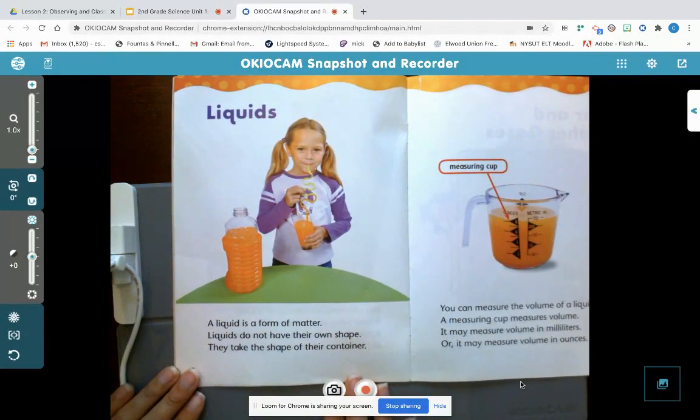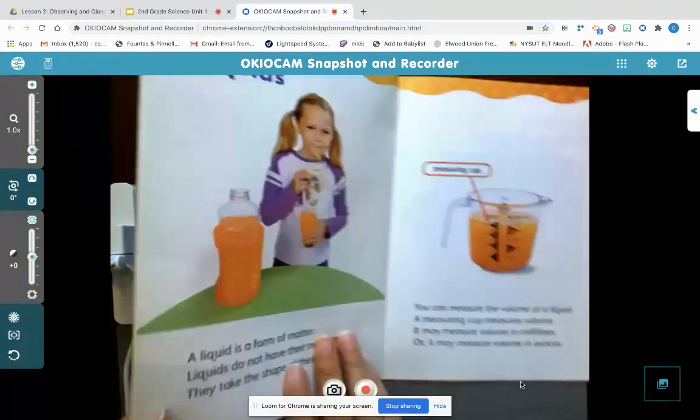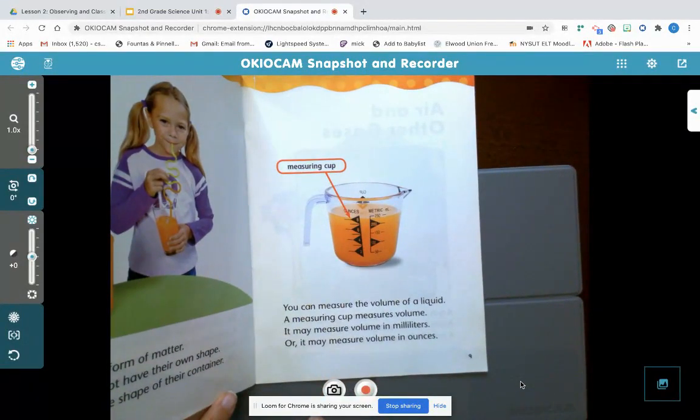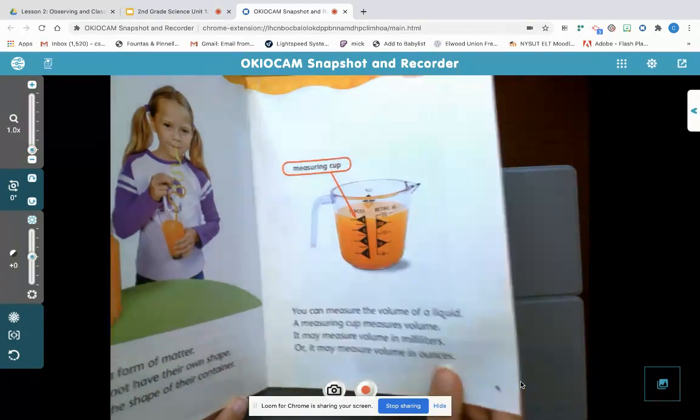Liquids. A liquid is a form of matter. Liquids do not have their own shape. They take the shape of their container. There's a measuring cup. You can measure the volume of a liquid. A measuring cup measures volume. It may measure volume in milliliters, or it may measure volume in ounces.